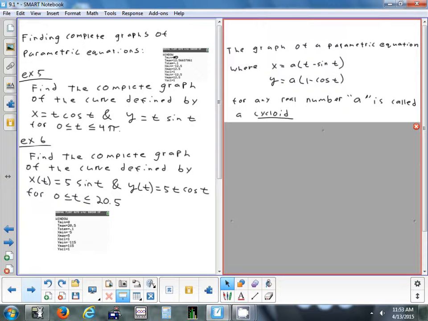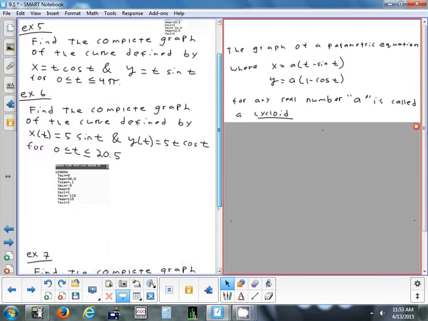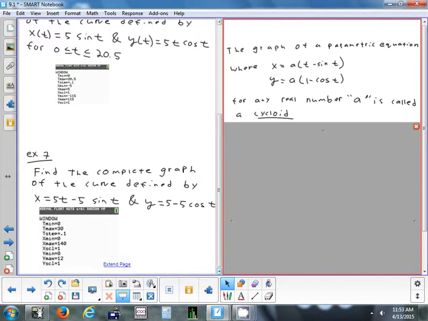Okay, if you factor out 5 from our equations, you could write this as 5 times t minus 1 sine t, or just 5 times in parentheses t minus sine t. That would be the equation for x. And if you factor a 5 out of the second part, you'd have 5 and then parentheses 1 minus cosine t. All right, so we just graphed a cycloid where a was equal to 5, and it was distributed out. Okay, but that pattern, that's a cycloid.